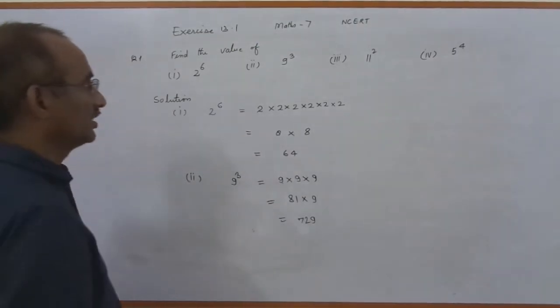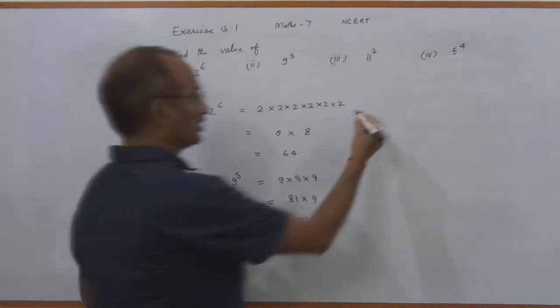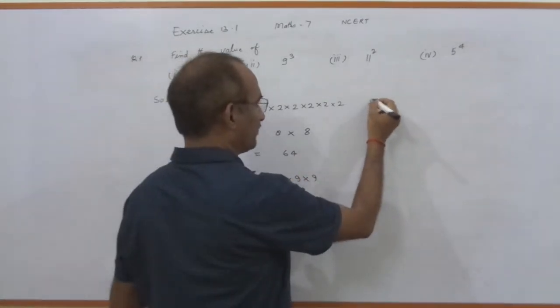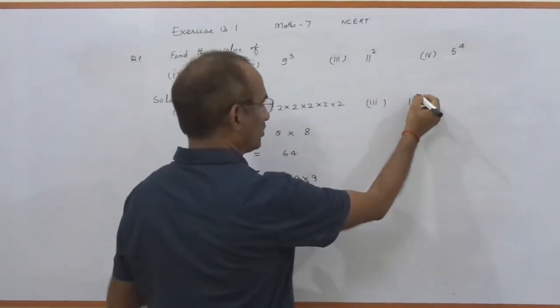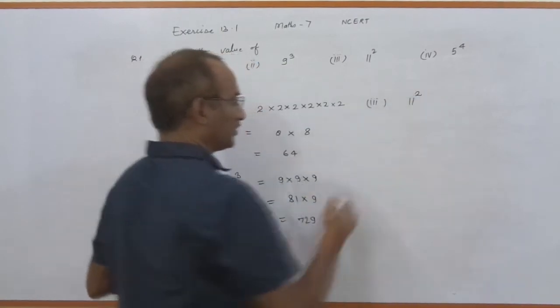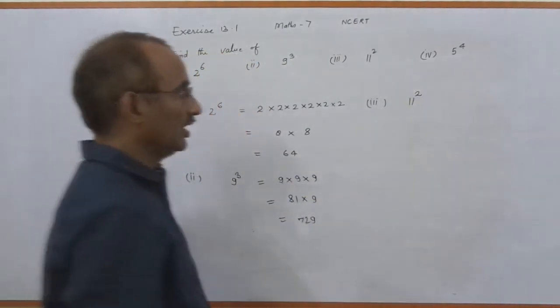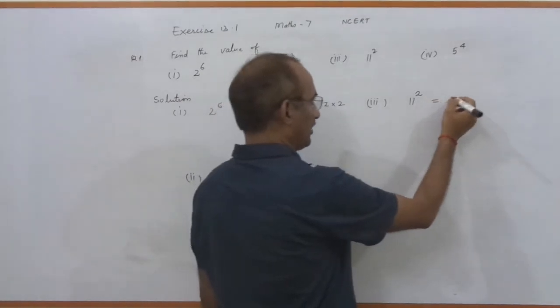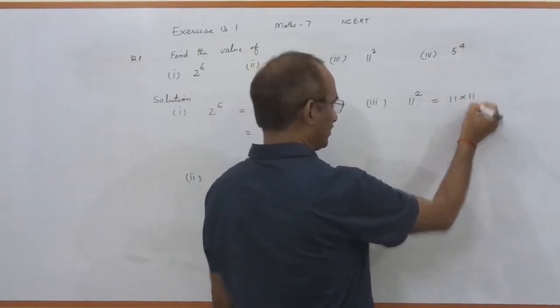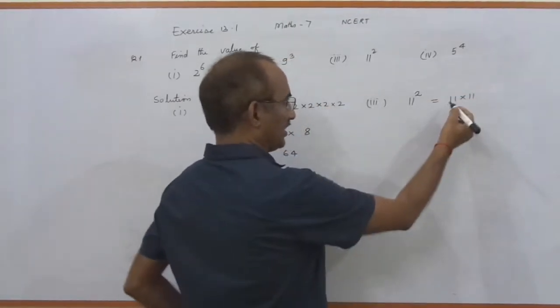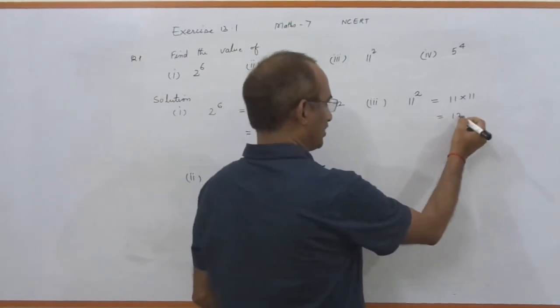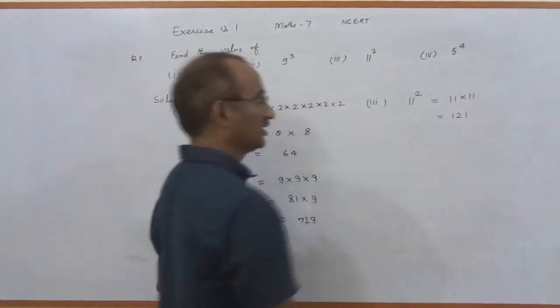Now come to the third question. Our third question is 11 raised to the power of 2, and it can be written as 11 multiplied with 11. On multiplying 11 with 11, you get 121. So this is our answer.